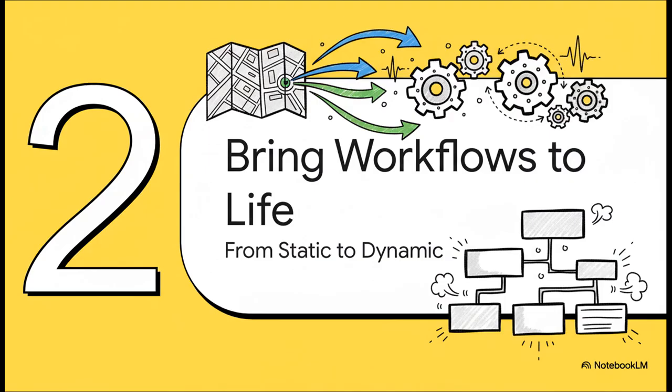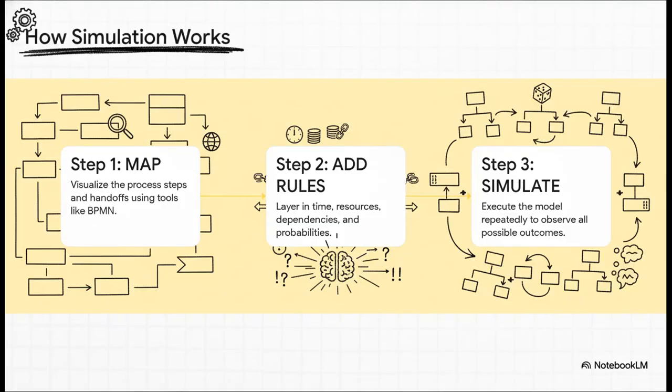Well, we have to bring that flat map to life. We need to make it breathe and react and behave, just like our real-world operations actually do. And it really boils down to 3 key steps. First, you got to map out the process. You can use a standardized tool like BPMN. That's just a common language for drawing out business processes, so everyone's on the same page.